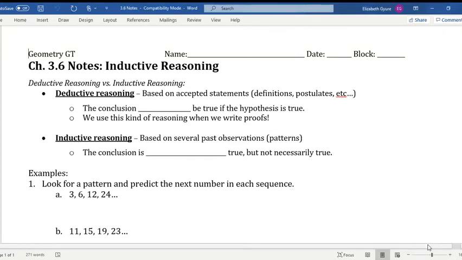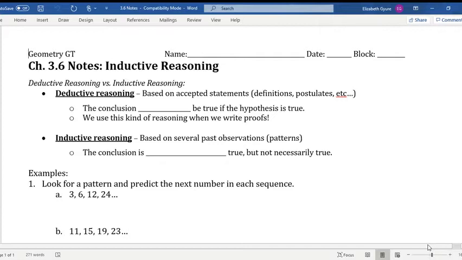So for today's 8-block e-learning day, we're going to be skipping ahead to 3.6, which is inductive reasoning. First, we're going to take a look at deductive reasoning versus inductive reasoning. We defined deductive reasoning, I believe, last chapter, and we've actually been using it all along, even if you don't realize it. But deductive reasoning is based on accepted statements, such as definitions, postulates, theorems, corollaries, things like that.